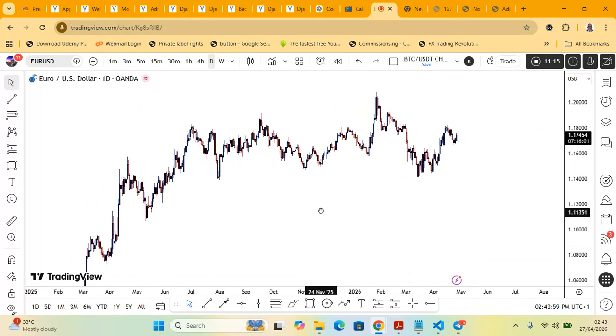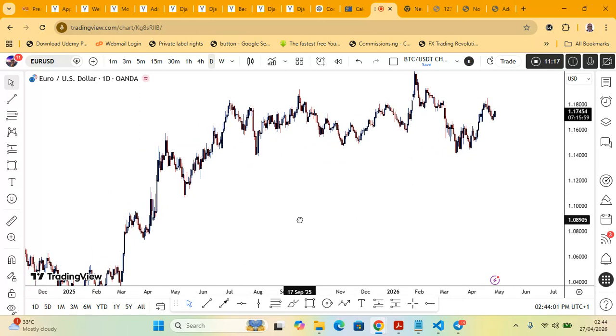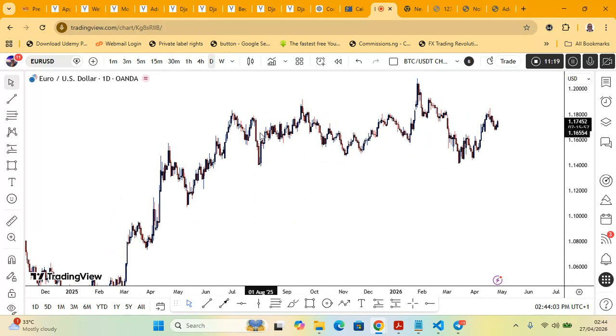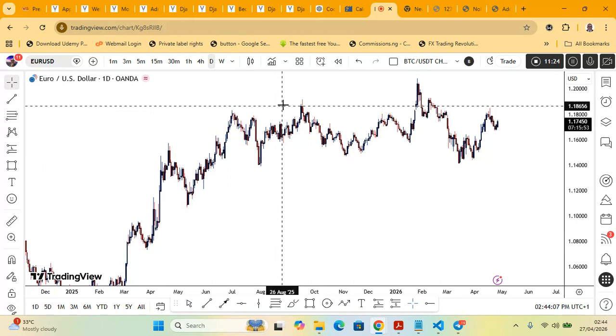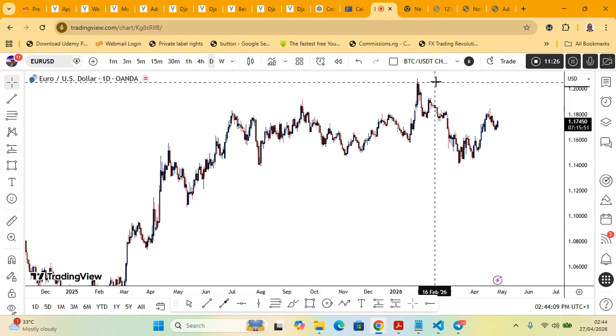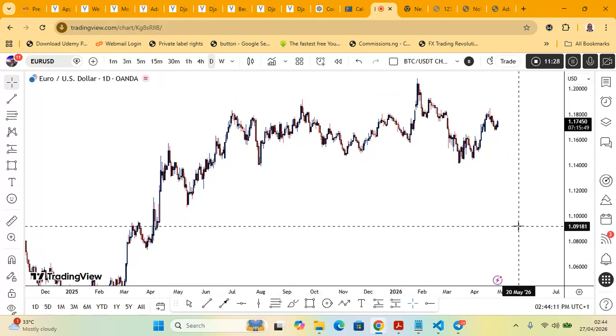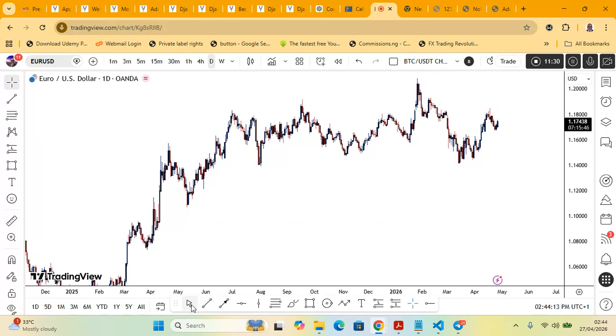Okay, now you can see that, generally speaking, the market is in an uptrend because it's creating new highs. Let me show you. It's creating a new high here, new high, high, high, and a higher high. So this is an uptrend. So what do you do here? You look for a buy opportunity.